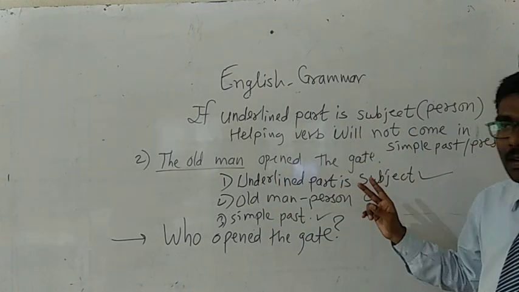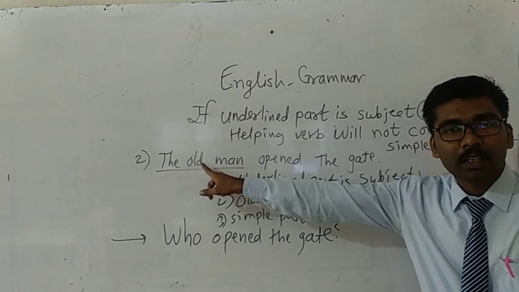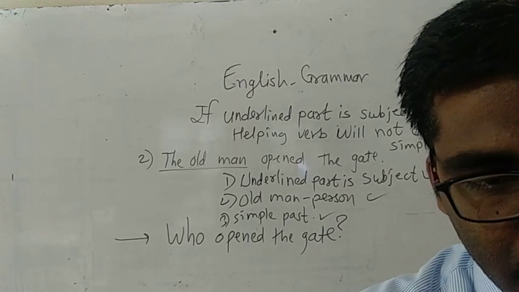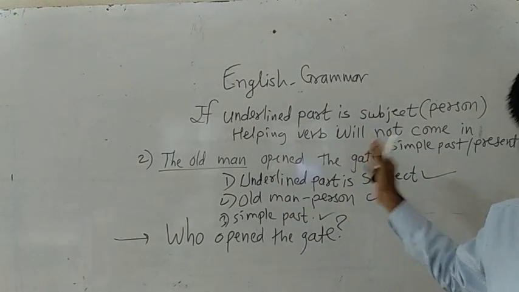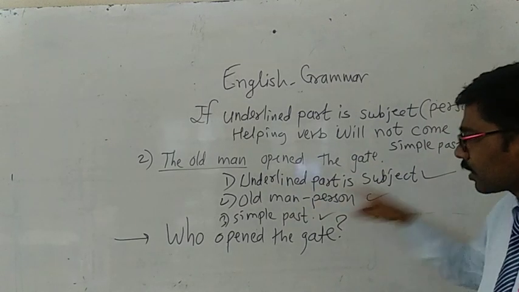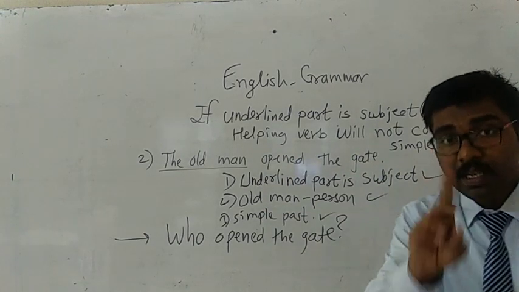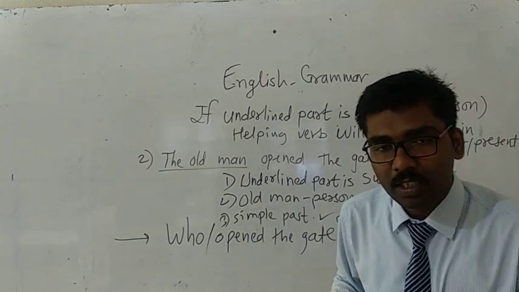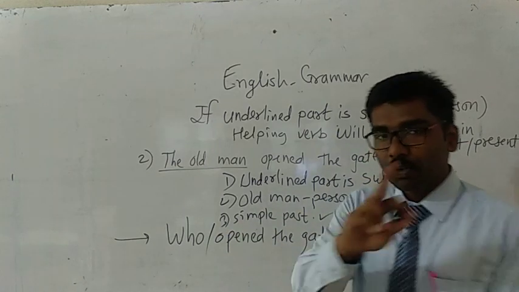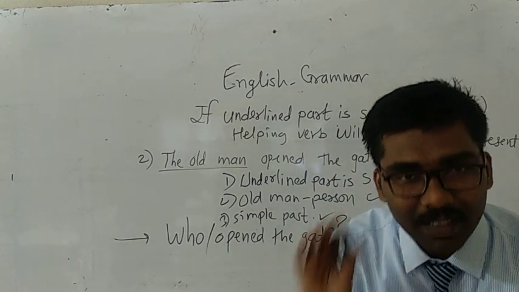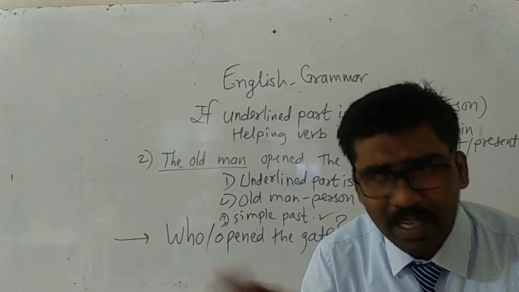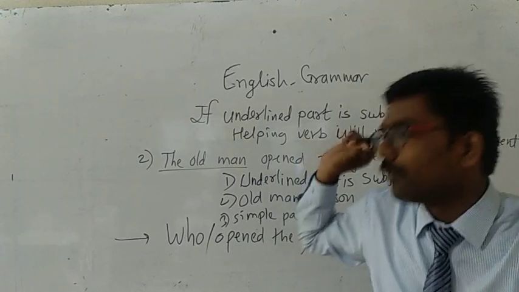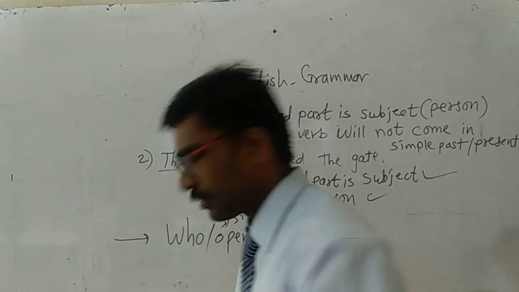Here the rule is there. The underlined part is a subject, and it is a person also. The old man is a person. In simple present and simple past, you should not use a helping verb here. Actually, the structure of a WH question is WH word and helping verb. But here you should not use a helping verb: do, does, did, am, is, are, was, were, have, has, had. Do not use anything. Understood? I will give one example. Write down this.